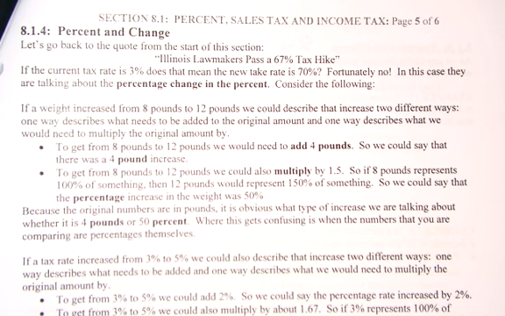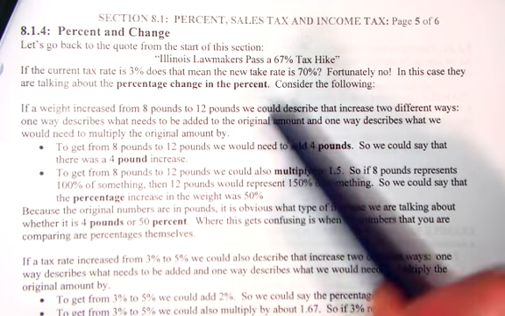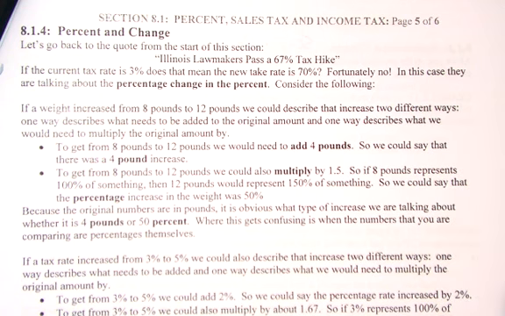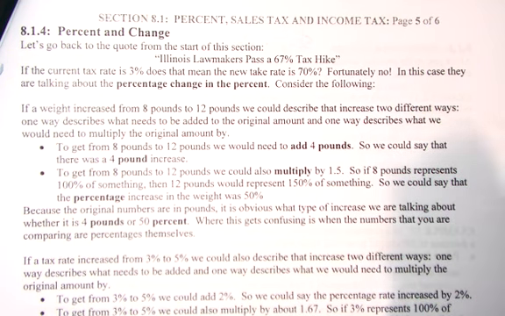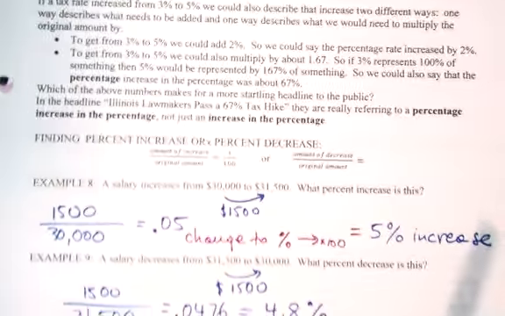It talks about what happens if you're increasing from 8 pounds to 12 pounds and talks about the amount versus the percent increase. So I would really encourage you guys to read through this so that the rest of the examples make sense. And now, if you've read, let's talk about the examples that we have right here at the bottom of page 5. Finding percent increase or percent decrease.